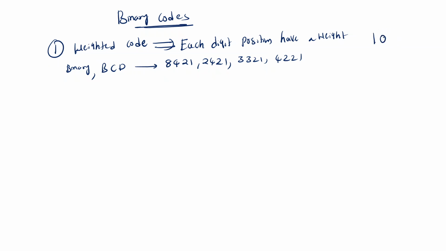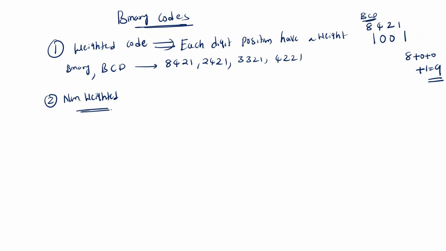Suppose you consider 1001 in BCD. What is the weight? 8421 means 8 plus 0 plus 0 plus 1, that is equal to 9. This is the BCD value for 1001. This is weighted code. And next is non-weighted code. Non-weighted code means there is no positional weight for each digit. That is nothing but non-weighted code.